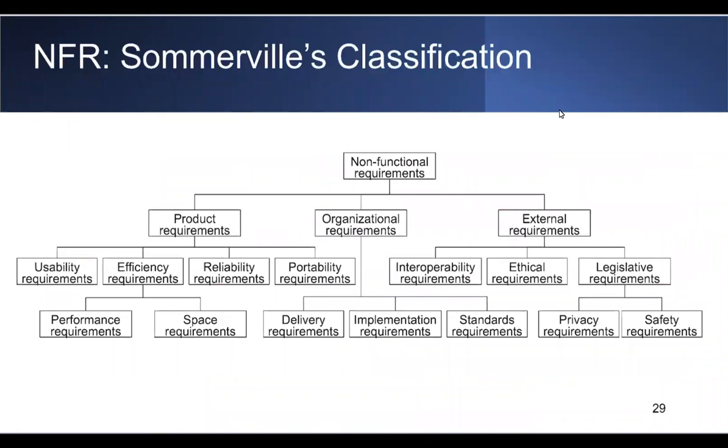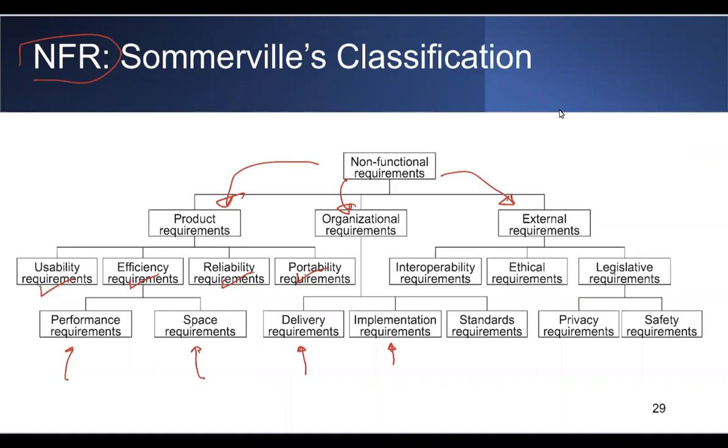According to Sommerville's classification, non-functional requirements could be classified into three types: product requirements, organizational requirements, or external requirements. Product requirements could be of any type such as usability requirements, efficiency requirements, reliability requirements, and portability requirements. For efficiency requirements, we might have performance requirements as well as space requirements. When it comes to organizational requirements, we are referring to delivery requirements, the due date of delivery, as well as the implementation requirements.